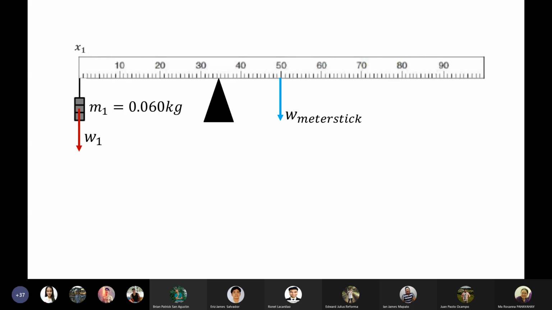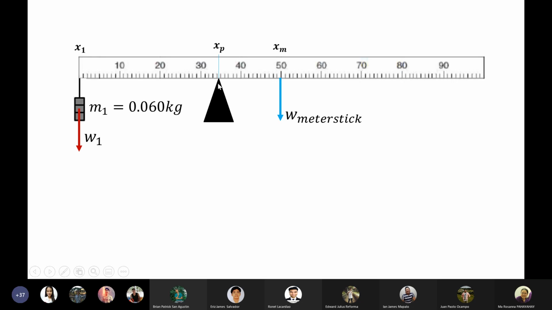Okay? So, first, i-mark natin or alamin natin muna yung position ng ating weight 1. So, that is 0. Then, alamin natin yung position ng ating weight 2. So, that is XM. Okay? X1 and XM is the position along X. Let's assume this is along X axis. Okay? And XP is the assumption. Okay? So XP is the variable we will use to determine which is the position of the pivot.